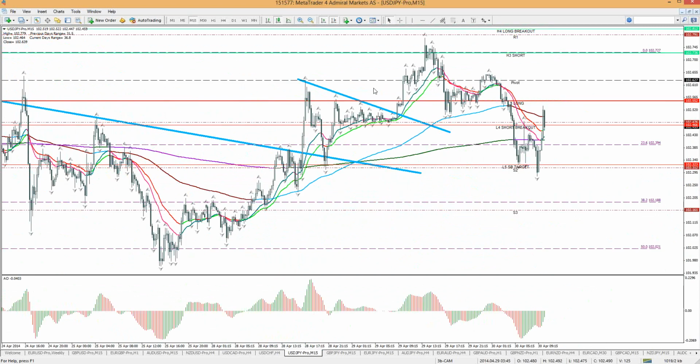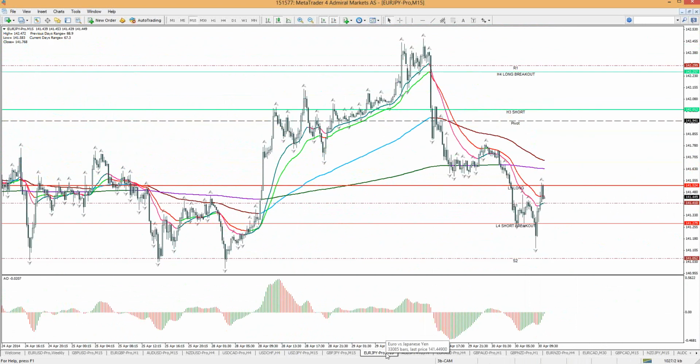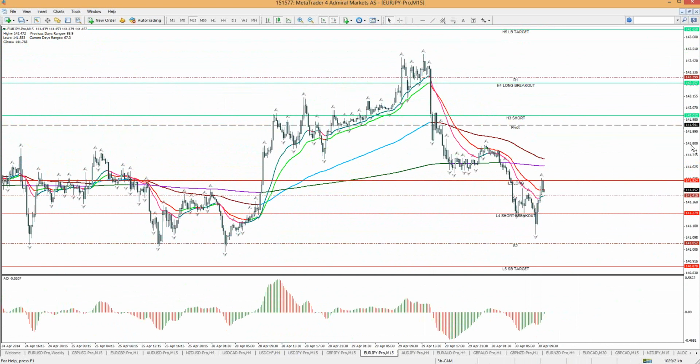Dollar yen. Let's see. Had an upside yesterday, then a pretty big downside. Bounce off the L5. But looking at the momentum, it is still down momentum on the 50-minute chart. Pound yen also down momentum, bouncing off the L5. Euro yen, approximately the same story, in fact.